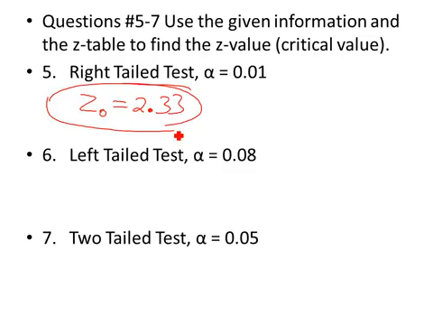Is that not right? Use this little chart right here that we wrote down a bunch of times. And it says alpha 0.01, left, right, and two-tailed. And it says on my right tail that it's 2.33, unless I wrote it down wrong.